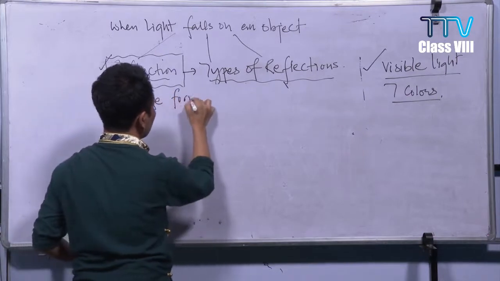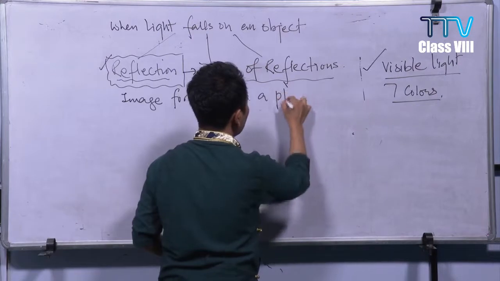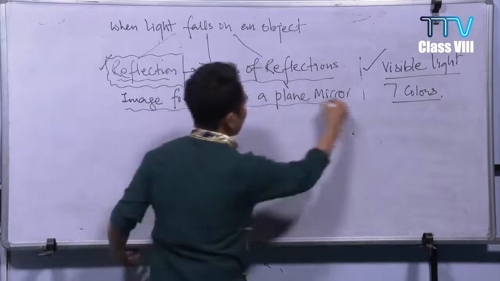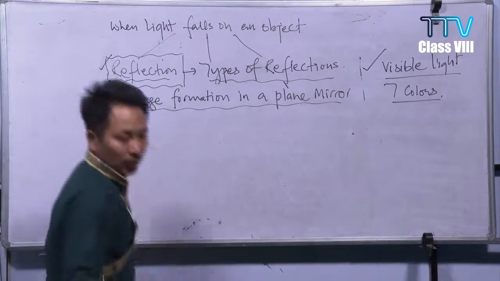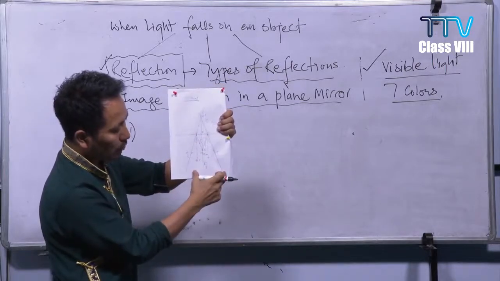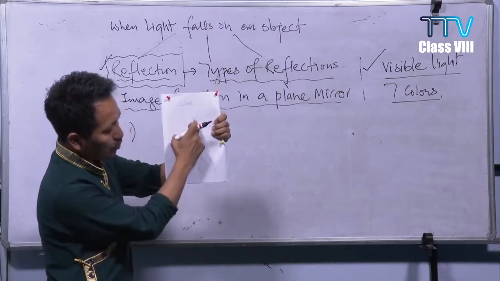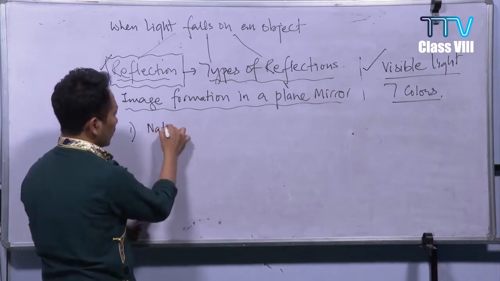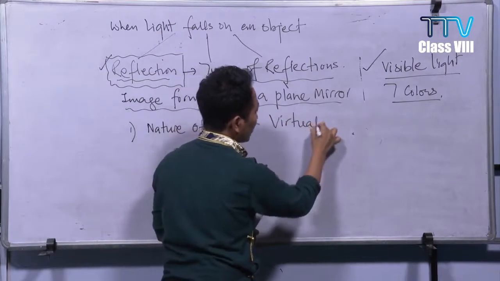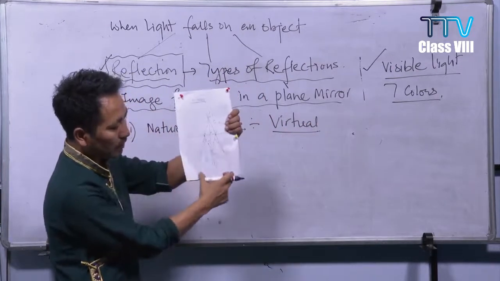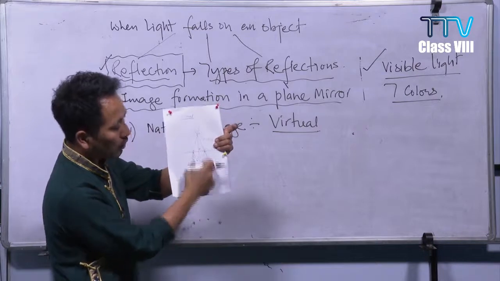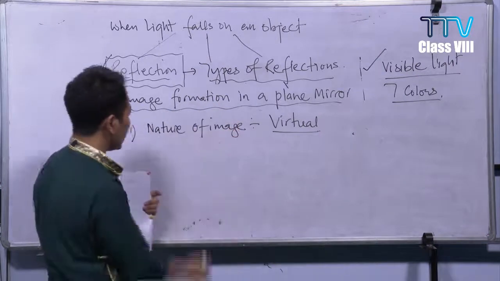Image formation in a plane mirror. When we look at a flat mirror, what is the quality of the image we see? The two reflected rays are not actually intersecting, so any image formed is a virtual image. So the nature of the image in a plane mirror is virtual, it is not real, because the two reflected rays are not intersecting.